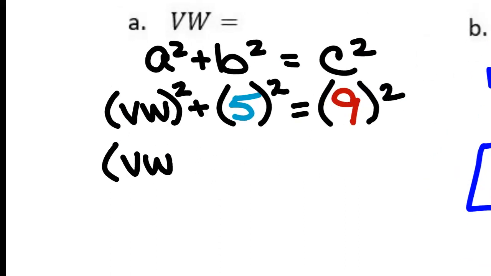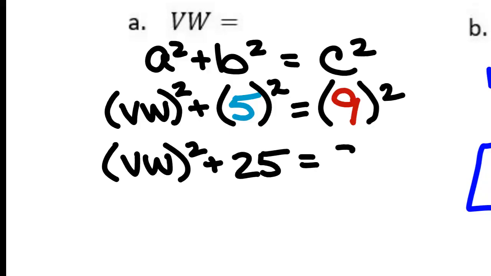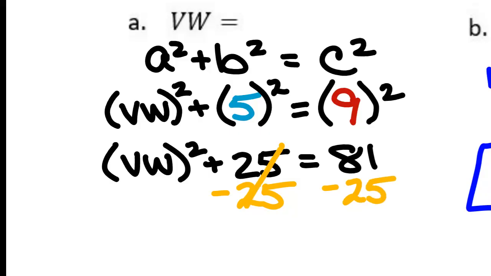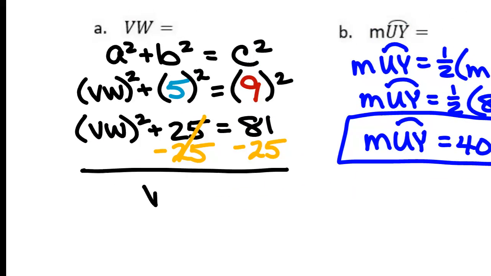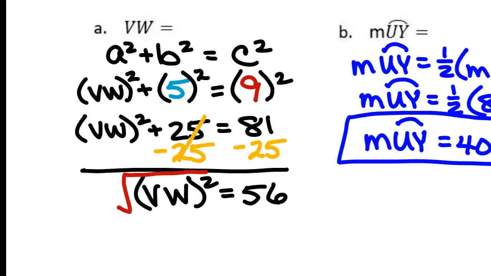So I have VW squared plus 25 equals 81. And then I'm going to subtract 25 from both sides. And so I get VW squared equals how much? 56. Now what do I need to do? Square root both sides, absolutely correct. If you do it to one side, you got to do it to the other side. Why are we doing this?